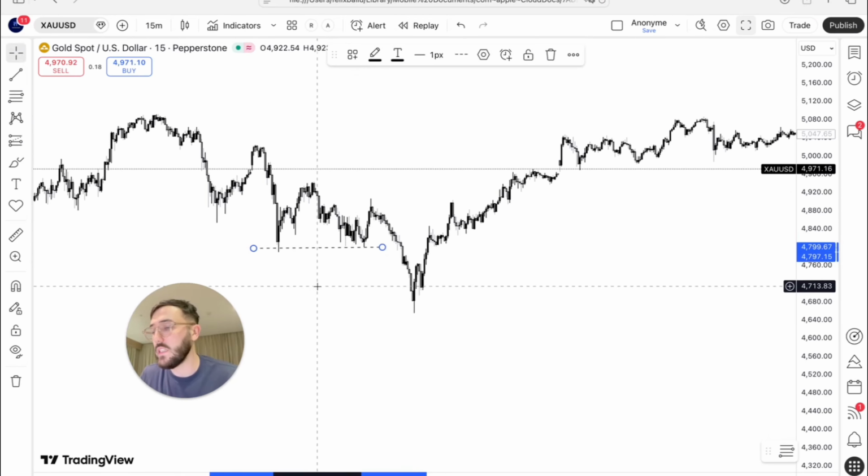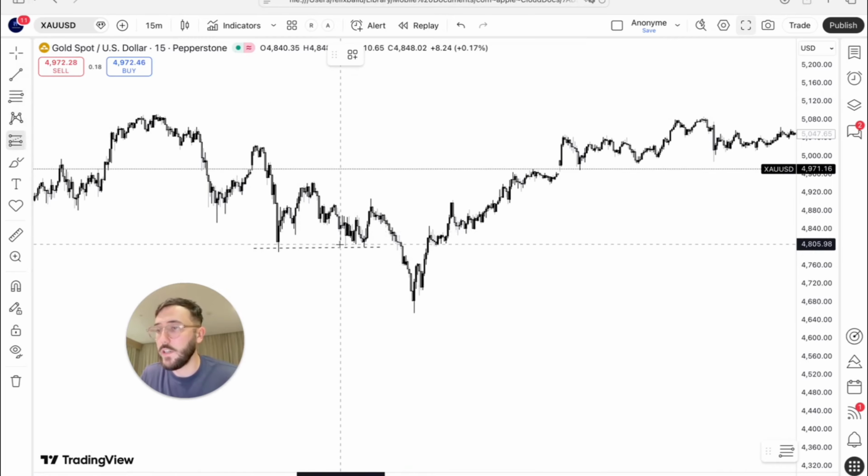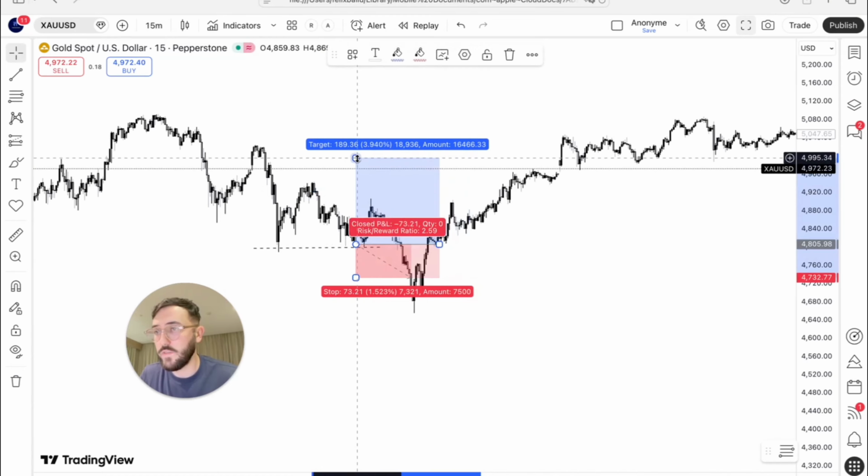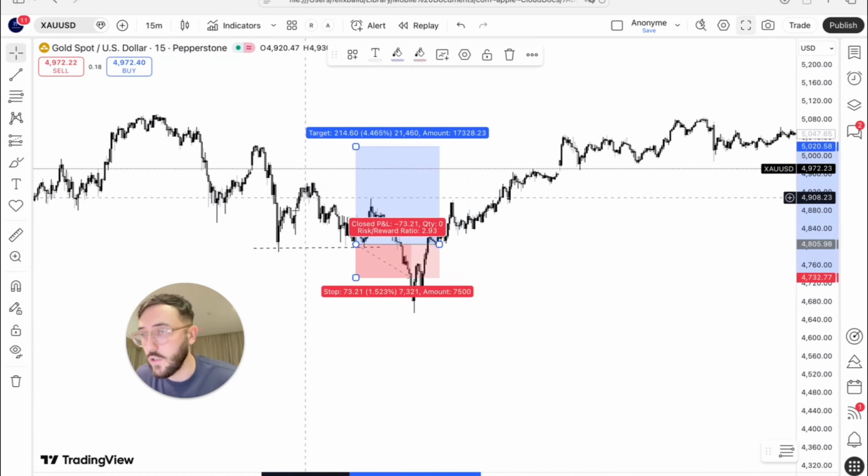And yes, basically you think the price will go back up. So you're going to take your position. You're going to put your stop loss basically just there, just under. And you're going to be targeting something like that. And you're going to think, okay, let's go.